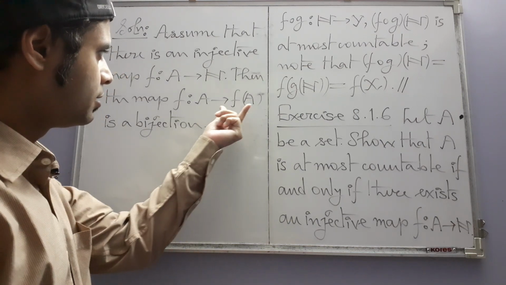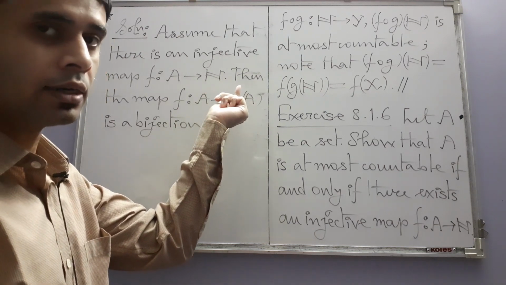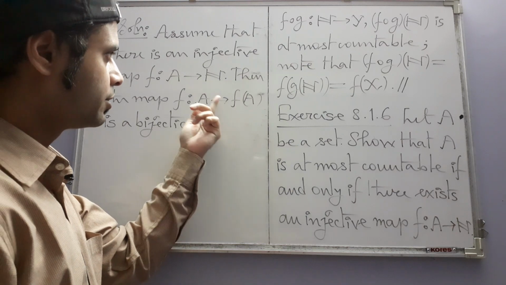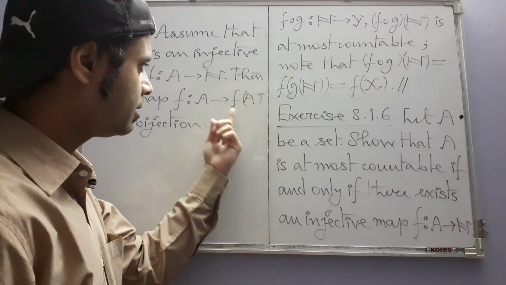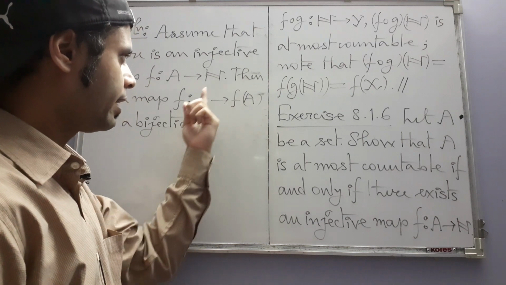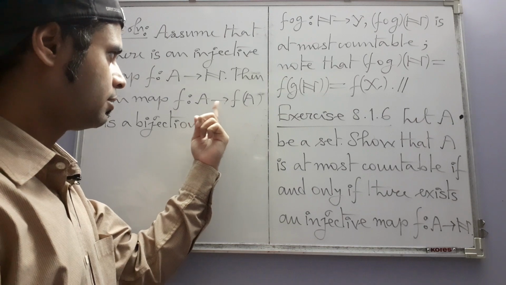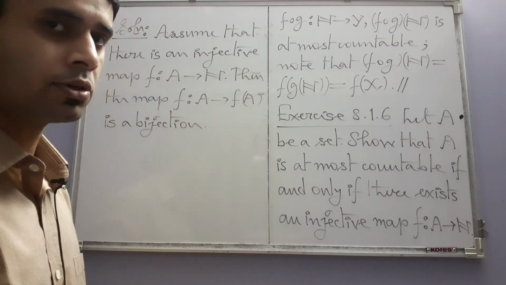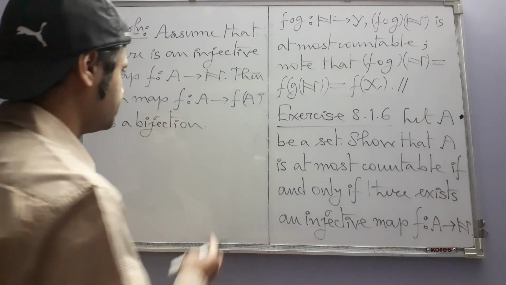But note that f of A is naturally a subset of N, and we already know that any subset of N is at most countable. So f of A is at most countable, and as a result, now that we have this bijection, A would also have to be at most countable. So that's how we will get one half of our claim.